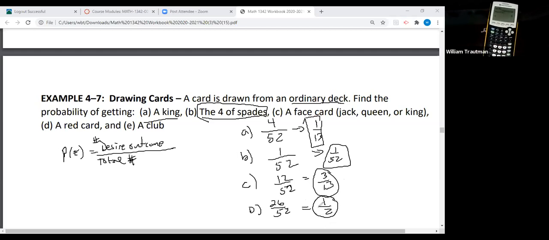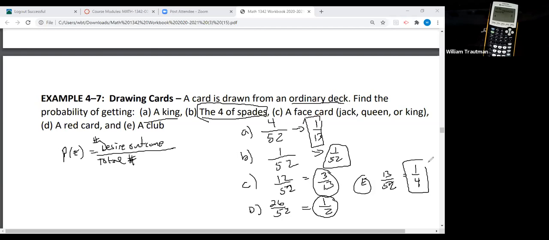And E is a club. There are 13 clubs and 13 diamonds, 13 spades, and 13 hearts. So 13 clubs, and that reduces to 1/4 when you put that in your calculator. So make sure you're able to reduce these fractions correctly on your calculator.